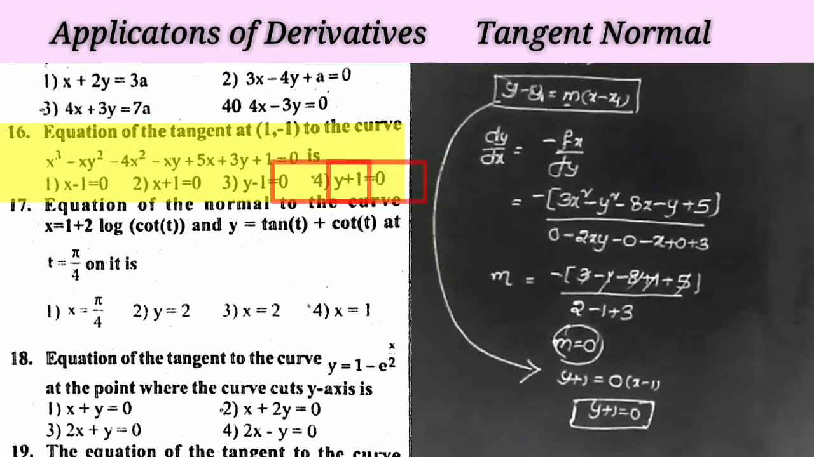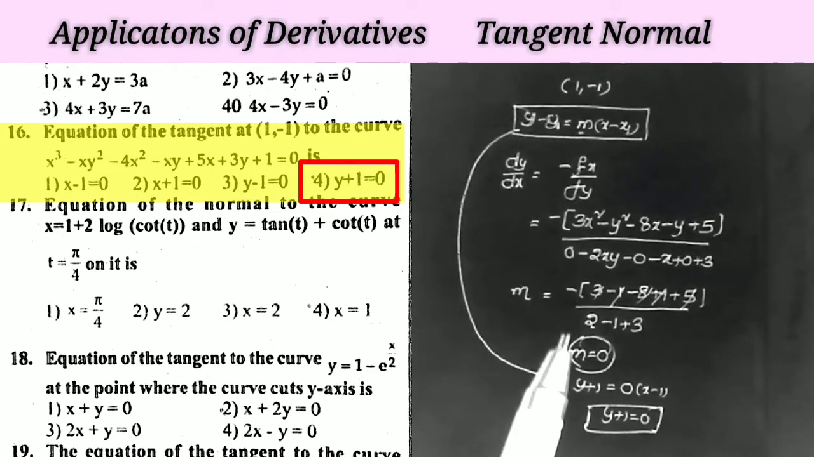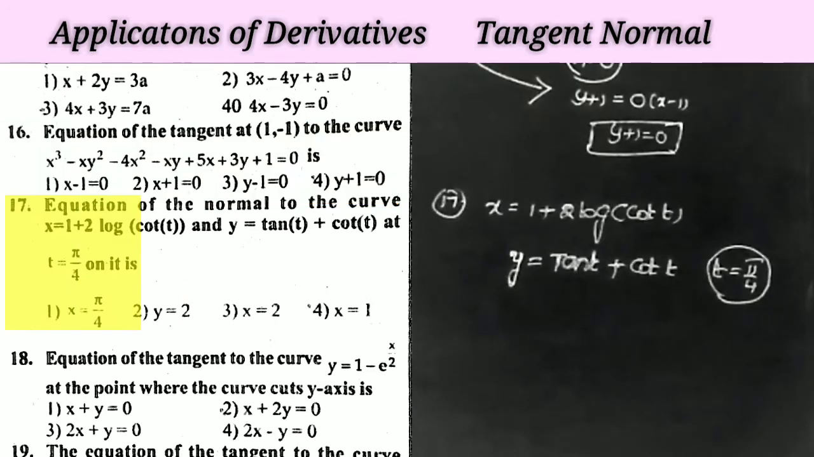Very easy question. Just take the derivative, apply the formula minus fx by fy, find the slope and replace the values in the equation of the tangent. That's all. Next problem, sum number 17.